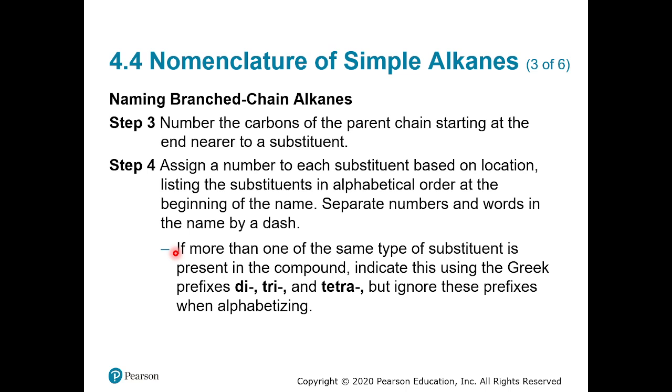All right. So if more than one of the same type of substituent is present in the compound, I'm going to indicate this by using Greek prefixes. You'll recognize these Greek prefixes. They are di, tri, and tetra. You'll ignore these prefixes when alphabetizing the order of the substituents in the prefix naming. So for example, if we had an ethyl and a methyl, the ethyl is going to go first. Doesn't matter how many of them there are. It could be tetraethyl. It's not going to change the order.